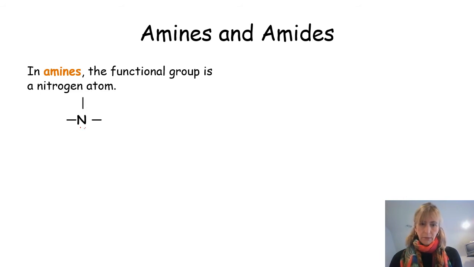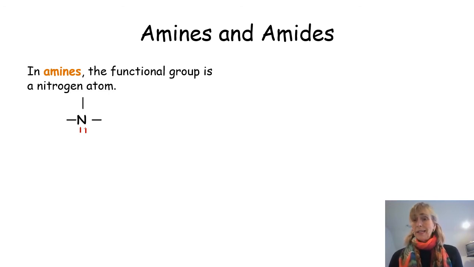I don't know if I can make it big enough. Let's get a bigger pen here. Let's see if we can do it. So those are our lone pair of electrons there. They're there, even though they're not shown. So with 3 bonds, a nitrogen has got a full octet.